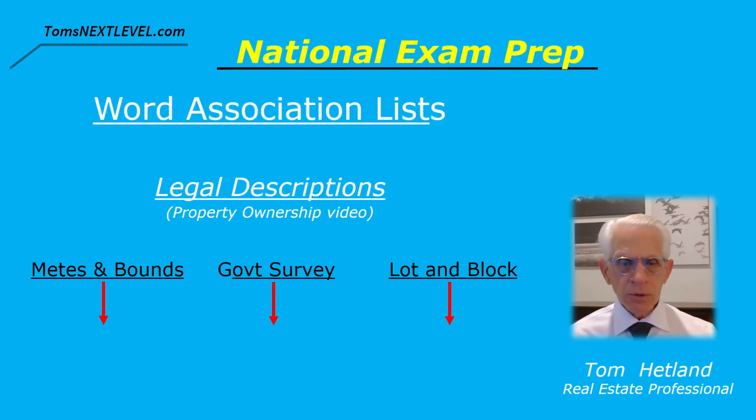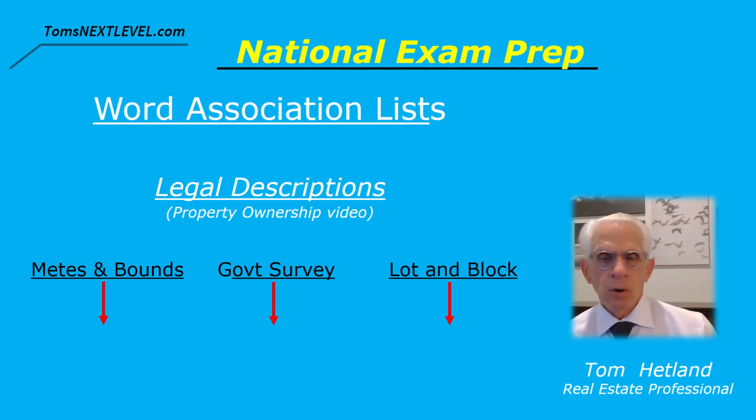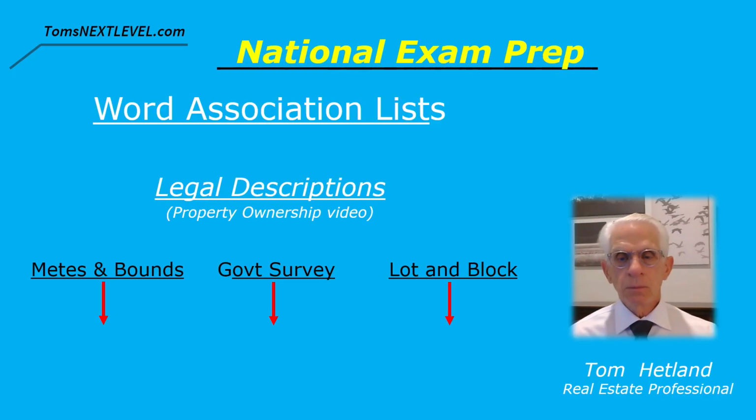Here I'm using legal descriptions. For example, in legal descriptions, you know you have three basic legal descriptions, and each one has specific words associated with it. So if you're talking about metes and bounds, you want to know things like monuments, benchmarks, point of beginning. With the government survey or rectangular survey, you have words like sections and townships, meridians and baselines.